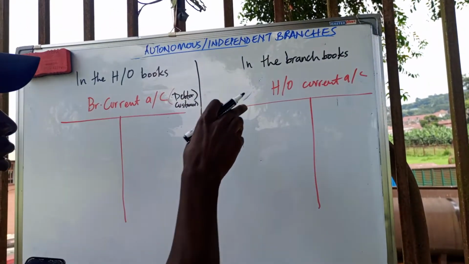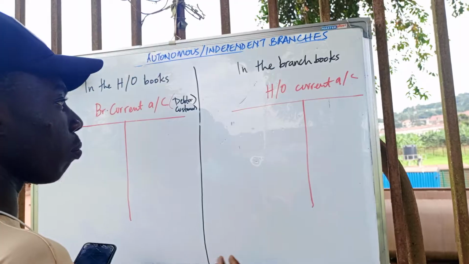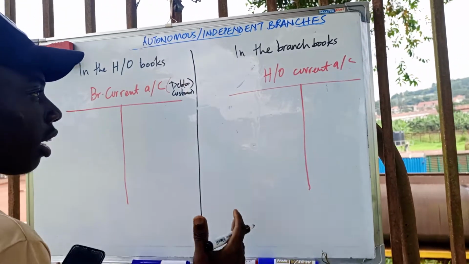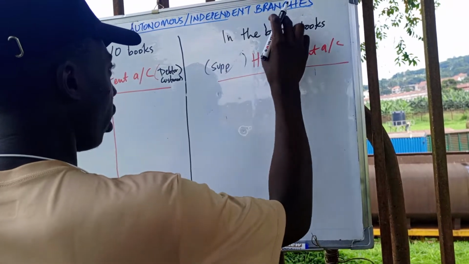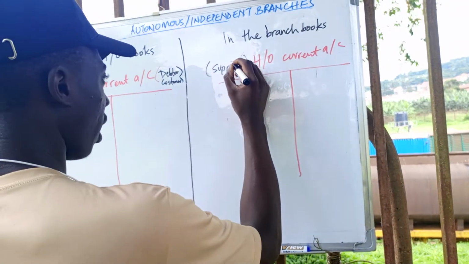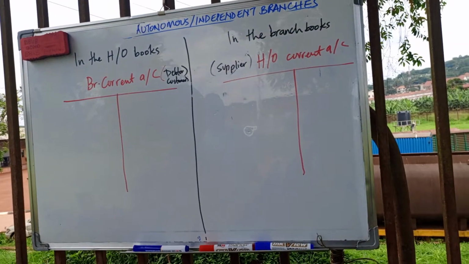But in the books of the head office, in the books of the branch, this head office must be acting as a supplier. He's our supplier, because he's one of our suppliers. So this is a creditor or a supplier. So in the branch books, they must recognize the head office as a supplier.